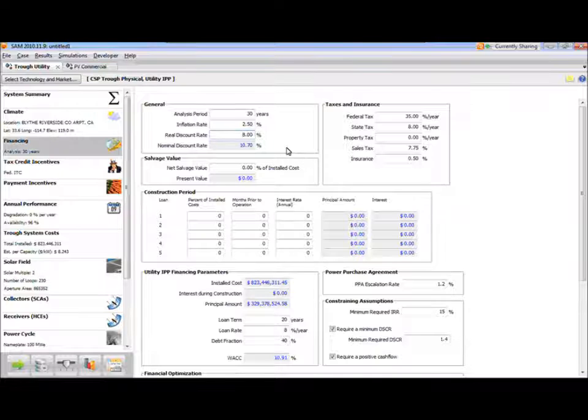The nominal discount rate, this is a blue value. It's calculated by SAM. So it's the real discount rate adjusted for inflation, and you can see the equation in help if you press F1 or Command question mark on a Mac.